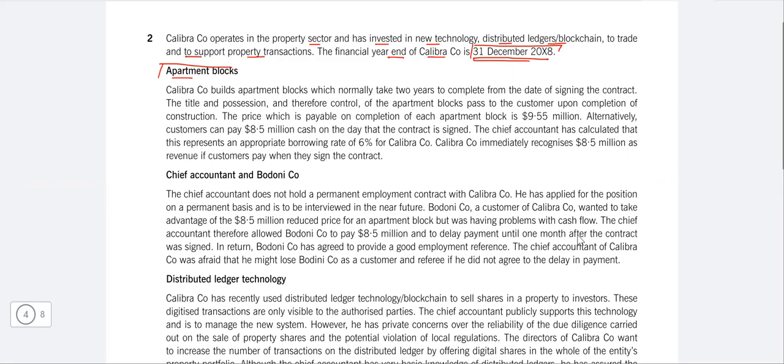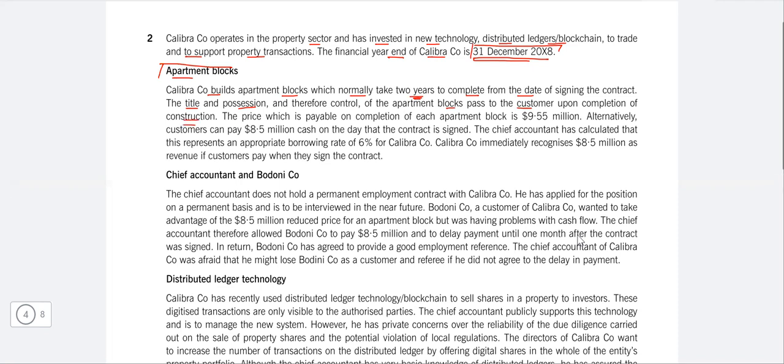Apartment blocks. Calibra company builds apartment blocks, which normally take 2 years to complete from the date of the signing of the contract. Okay, so it's a 2-year contract. We know that the performance obligation will be satisfied over time. It's a long-term contract. The title means the legal ownership, the possession means the control, and therefore the control of the apartment blocks passes to the customer upon the completion of the construction.